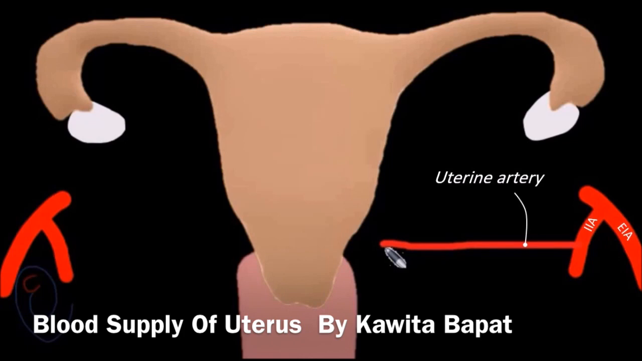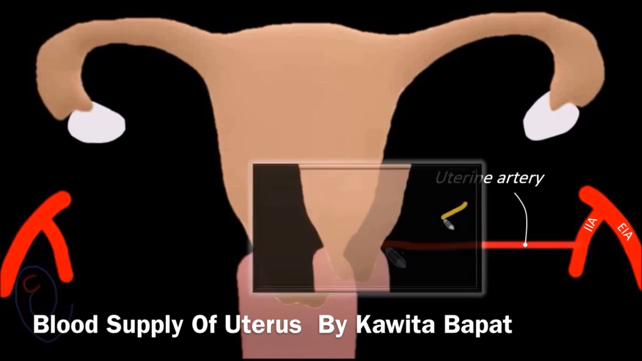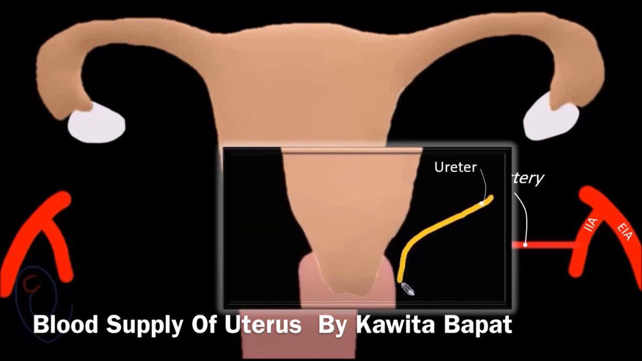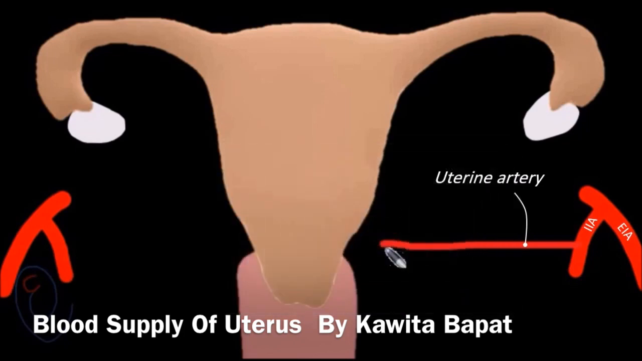It runs medially, and about 2 centimeters away it crosses the ureter before touching the uterus. At the level of the cervico-uterine junction, the uterine artery goes into the uterus, and at this point it divides into two branches, the ascending one and the descending one.